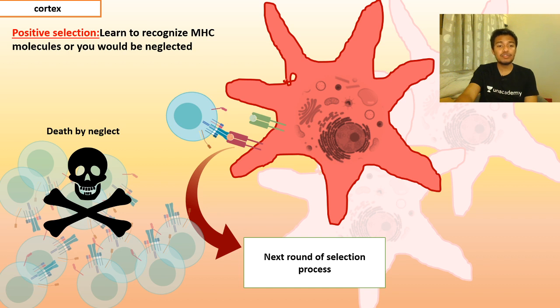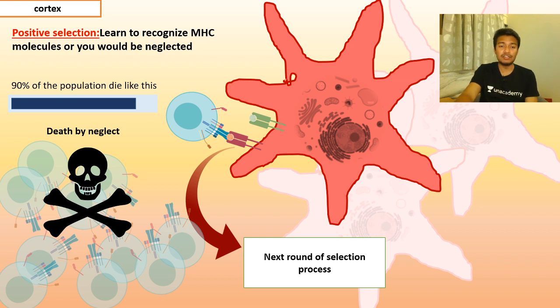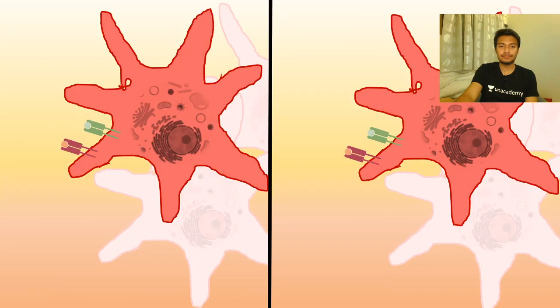Now the cells which are not recognizing these things, which are the majority of the cell population, would undergo death by neglect. So 90% of the cells of this DP, double positive stage, die because they cannot recognize MHC. Now if an army cannot fire a gun, then how is he an army? And how is he going to work in the battlefield, right? So they are not qualified in the test, so they have to be dead. So the immune system is even more stringent than our defense system, right?